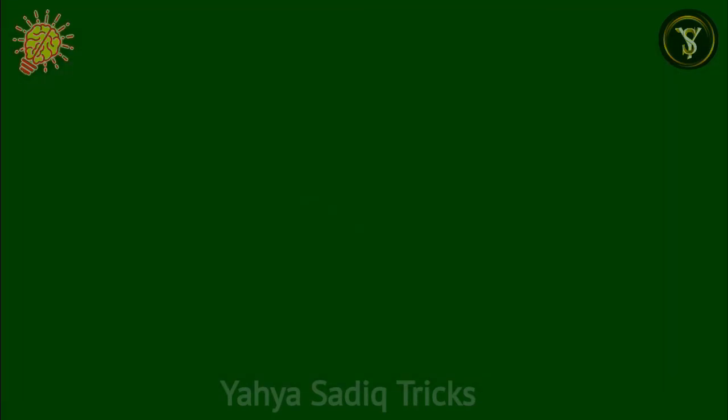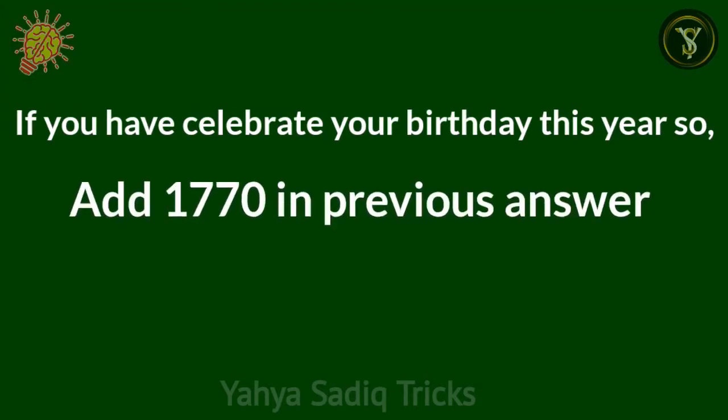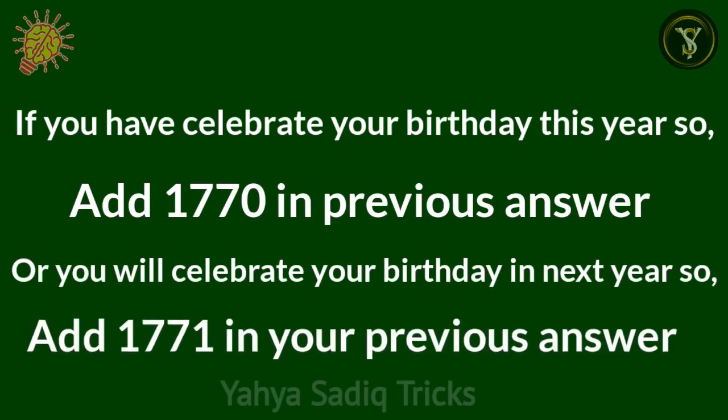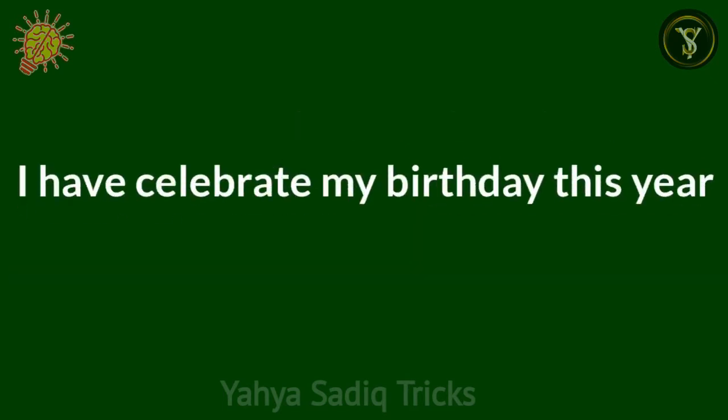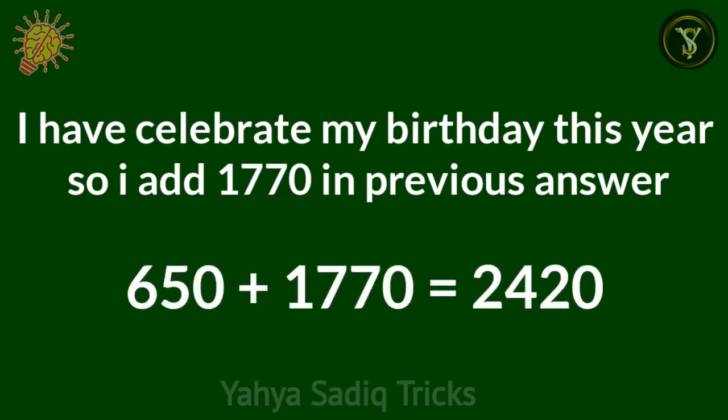Step number 5: if you have celebrated your birthday this year, add 1770 to the previous answer, or if you will celebrate your birthday next year, add 1771 to your previous answer. I have celebrated my birthday this year, so I add 1770 to the previous answer. So 650 plus 1770 is equal to 2420.